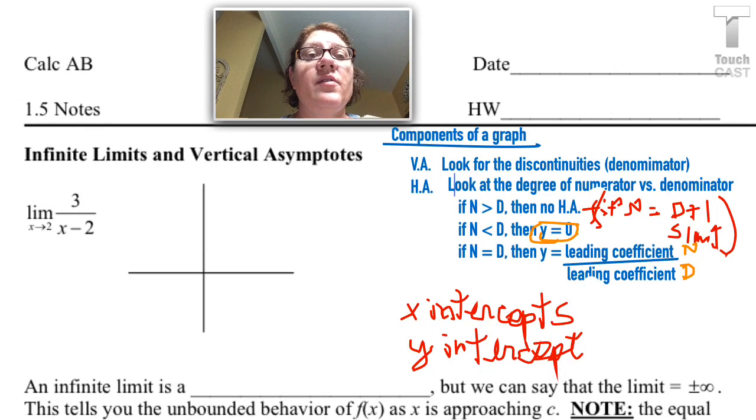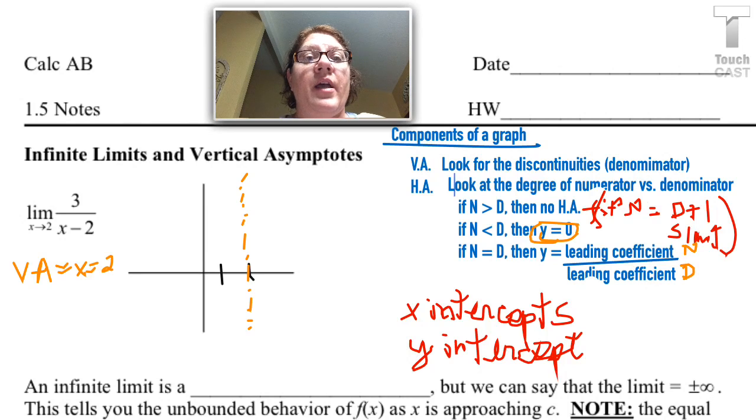So when I look at this, first thing I'm going to spot is the vertical asymptote, and I can tell by looking at the denominator that it is x equals 2, and so I'm going to plot that right away. And then I'm going to pay attention, for the purpose of finding the horizontal asymptote, to the degrees of the numerator and the denominator. So the degree of the numerator is 0 because I have no x, and the degree of the denominator is 1. So the numerator is less, which means I have a horizontal asymptote at y equals 0.